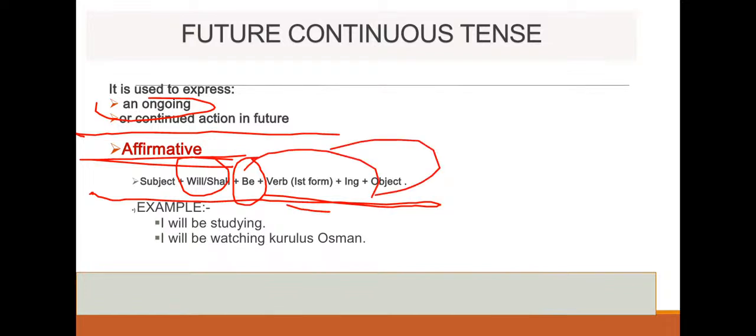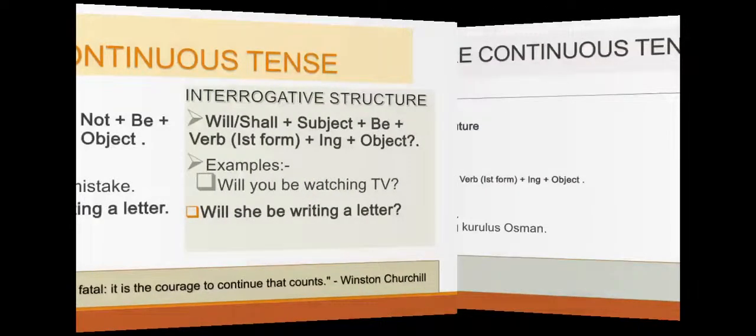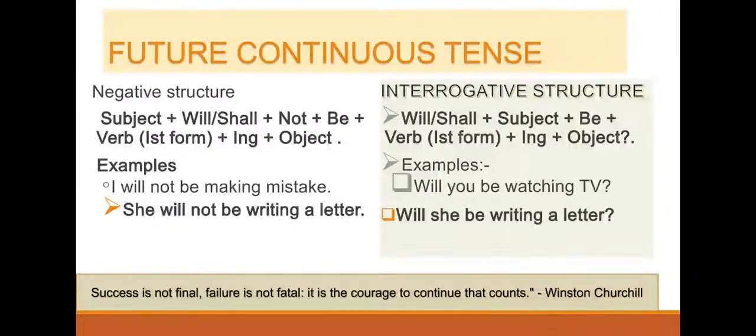For example, I will be studying. You are not studying right now, but in the future you are going to study, and the action will be ongoing and continued in the future. That is the main reason that you're saying I will be studying. I will be watching Kurulus Osman, a Turkish series. I will be learning English. I will be having fun. There are so many examples we can make, and it's very important. Like you mainly use these sentences in your daily life. Once you come to know about it, you can use it actually.